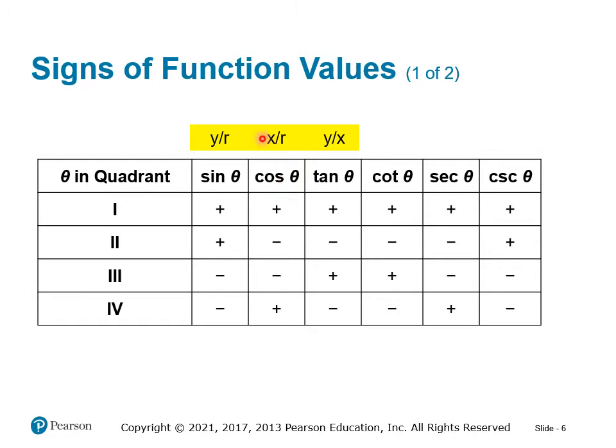Cosine is focused on by our formula x over r. So whatever the value of x is, that is the same as the polarity of cosine. So if x is positive, cosine is positive.